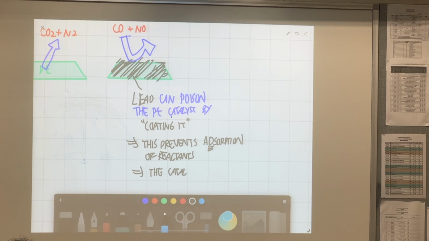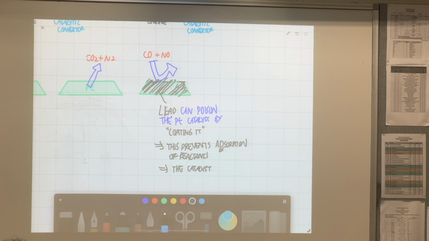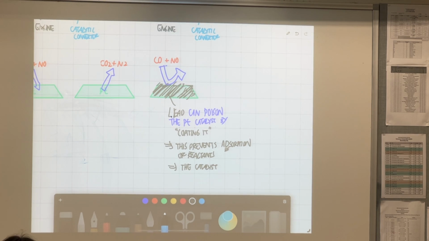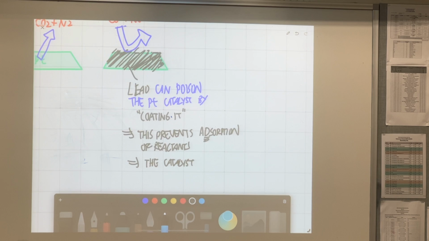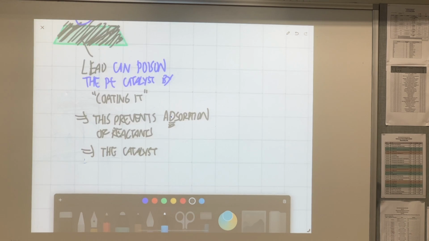Lead is a substance that poisons the catalyst. The catalyst is platinum. So lead coats itself onto the catalyst. It's like it's blocking the way of the carbon monoxide and nitrogen monoxide. So we'll end this here. If you have a question, you can come. So the catalyst will not work anymore, so you need to replace it. So is that clear?